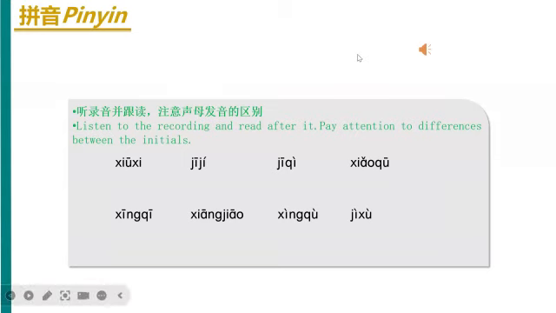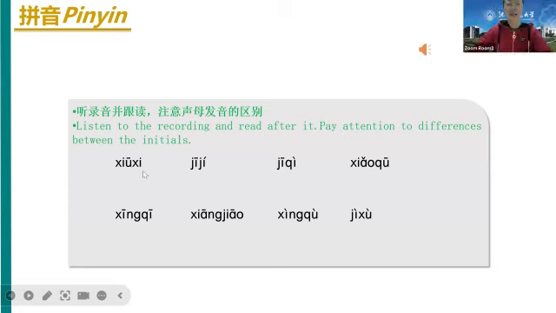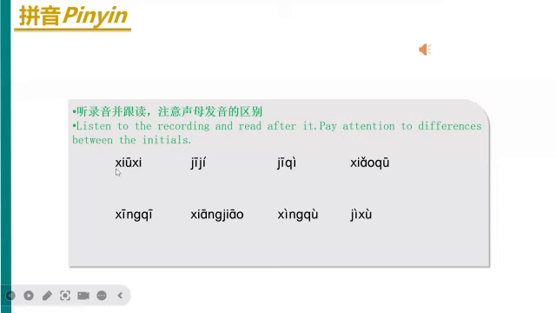The second syllable is the neutral tone. Remember that? When we read the neutral tone, what should we do? We should read it very short and light. Okay, read it again, please.